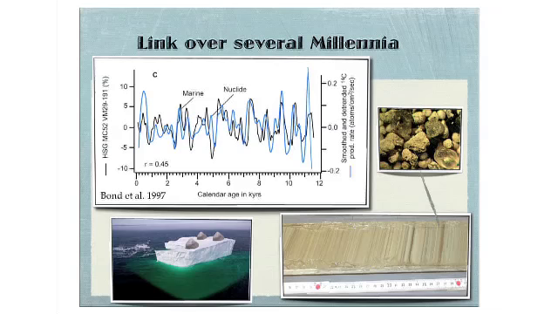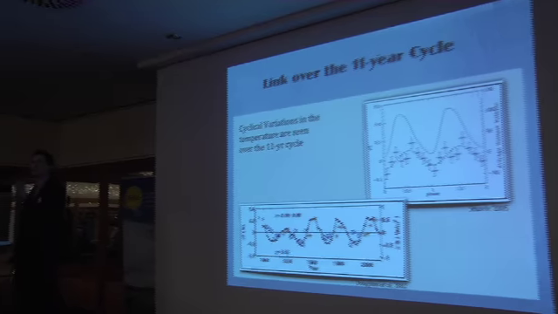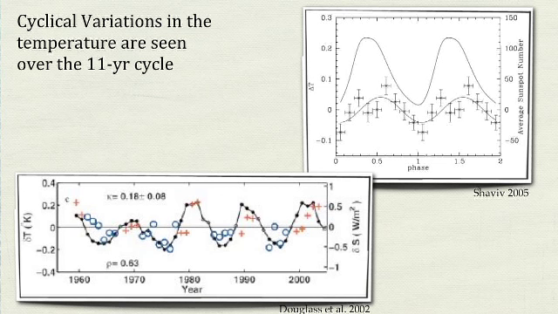And you have many such examples. We've seen some in the previous talk. So over long time scales, we see that activity in the sun correlates with climate on Earth. We can look at what happens over the 11-year solar cycle, and we see that also on the 11-year solar cycle, there is a link between the solar activity and the temperature on Earth, or other climate proxies. Here you see two such examples.